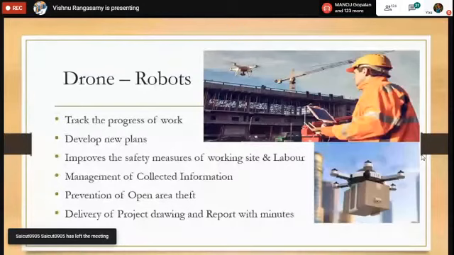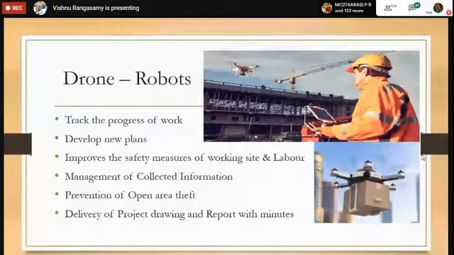We don't know who stole it. We cannot install CCTV cameras since it is a large area. You cannot run electrical lines up. So if the security is trained to operate the drones, he can sit in one place and control who is looking to and fro in those open areas. This is one of the real-time examples of drones.